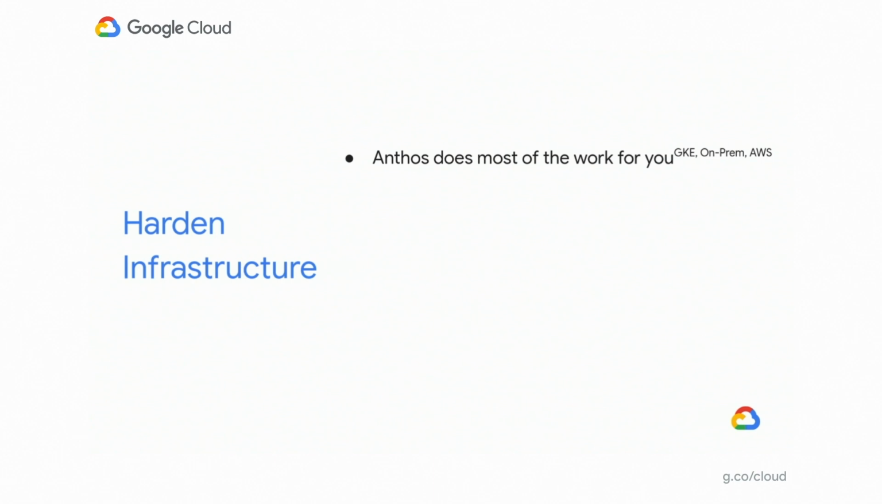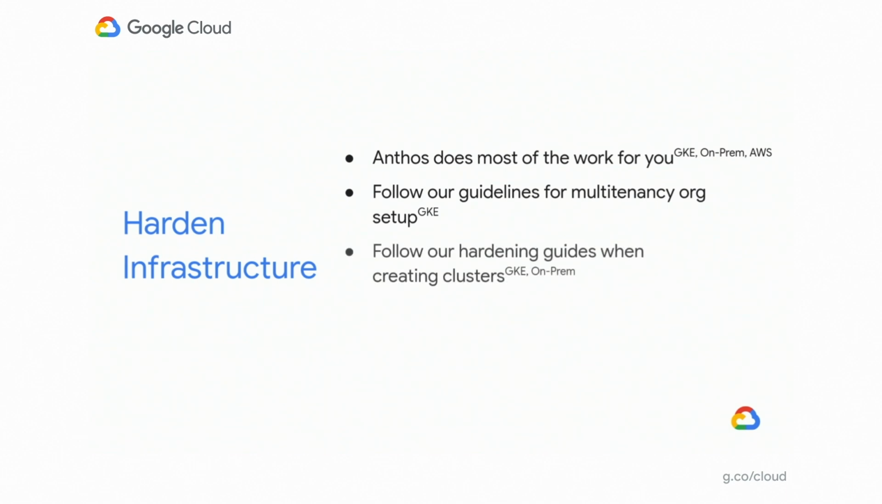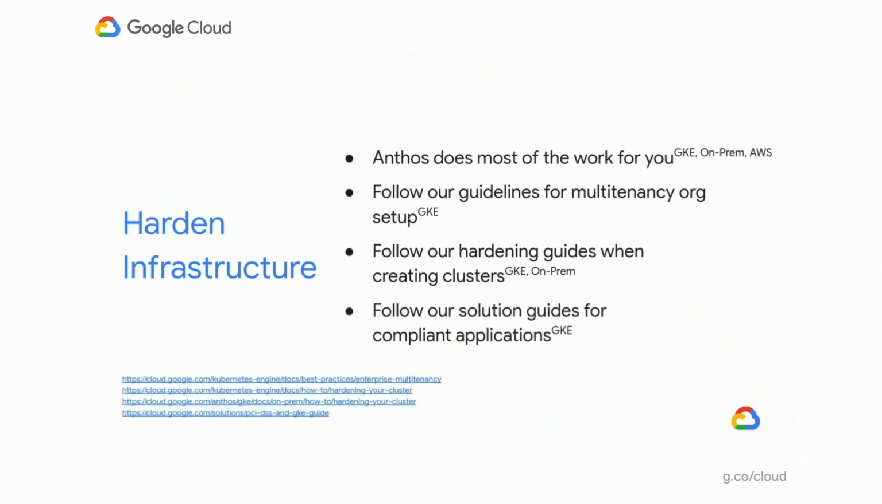So summing up this section, Anthos really does most of the work for you here across all of the platforms. If you follow our guidelines for multi-tenancy on GKE, there's a bit of extra information in there about how to structure projects, how to put them in folders, and how to create VPCs. For on-prem and GKE, you can then follow the hardening guides to create the clusters themselves. And on top of that, follow solution guides to make the applications that run in the clusters. All the links are provided here.